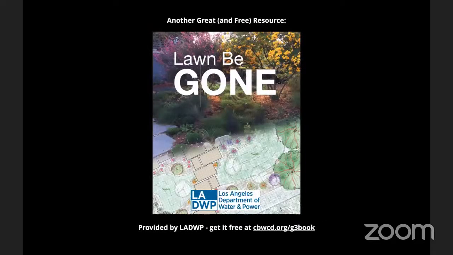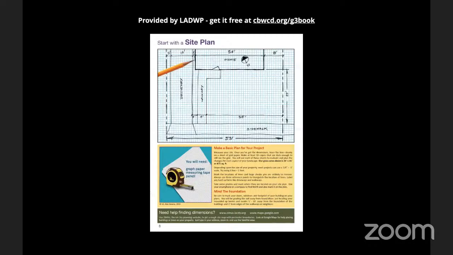Currently, if you're planning on doing that, the best resource I know that kind of walks you through that process is created by a group called the Green Gardens Group, and they have the simplest version of their publication, which I really like. It was a project provided for free online by the Los Angeles Department of Water and Power. I created just a quick redirect link, so it's not a lot of letters to type in, to get to where you can download that for free. And you can do that at cbwcd.org/g3book, like you can see on the screen, cbwcd.org/g3book.